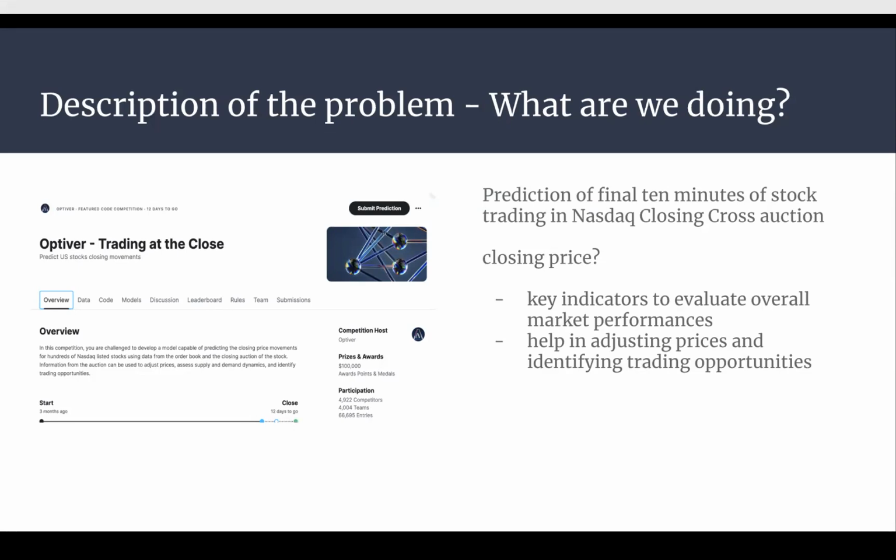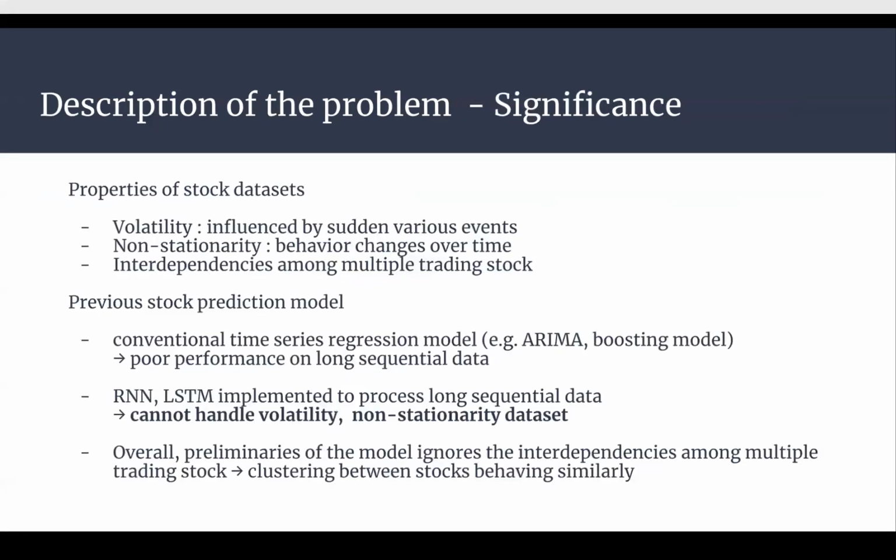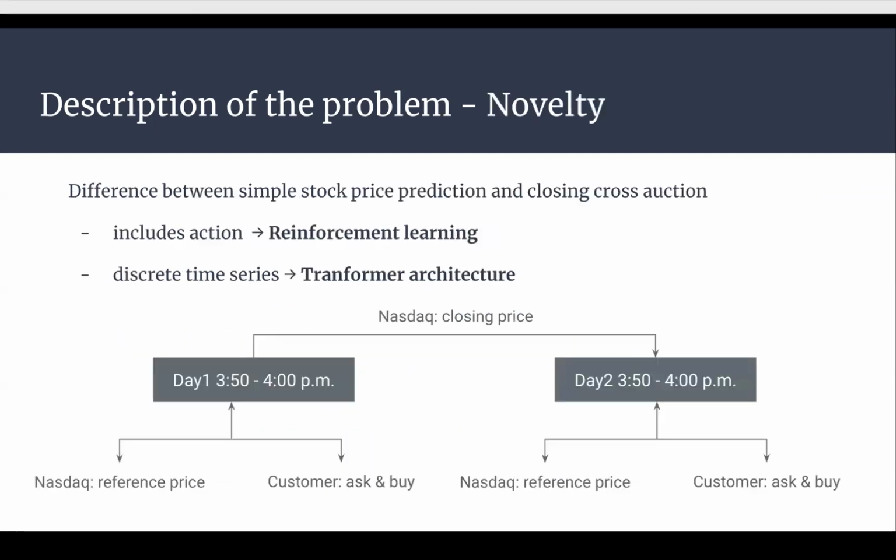It is to predict the final 10 minutes of stock trading in the Nasdaq closing cross auction, which can track the closing price movement. The closing price acts as the key indicator to evaluate overall market performance. In general, stock datasets have several properties like volatility and non-stationarity. Many studies applied conventional time series regression models and RNN and LSTM models. However, the previous approaches were not capable of dynamic environments, and therefore cannot handle non-stationary data.